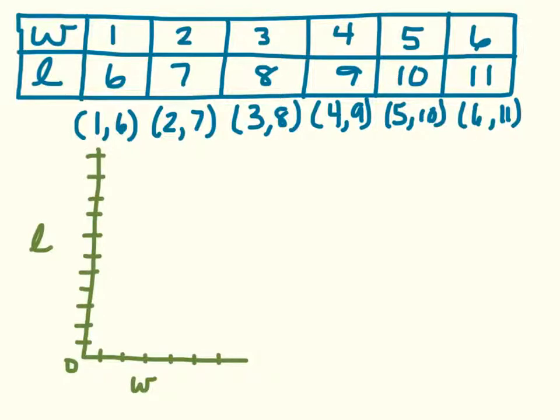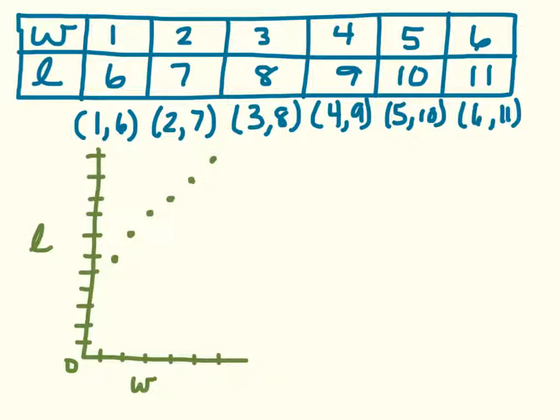So here's our coordinate plane. Let's plot our ordered pairs. If our width is 1, our length is 6. We'll put a dot right here. If our length is 2, our width is 7. A length of 3 gives us a width of 8. A width of 4 gives us a length of 9, 5 gives 10, 6 gives 11.